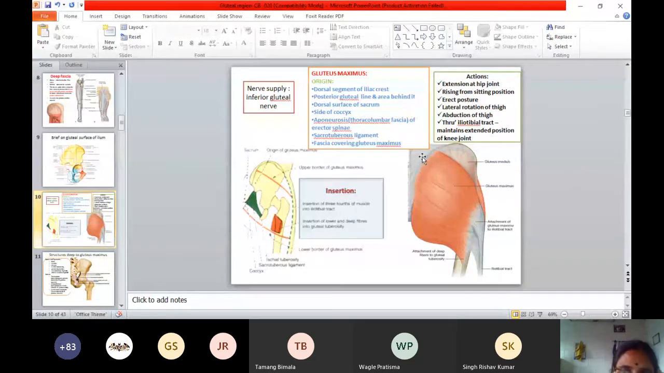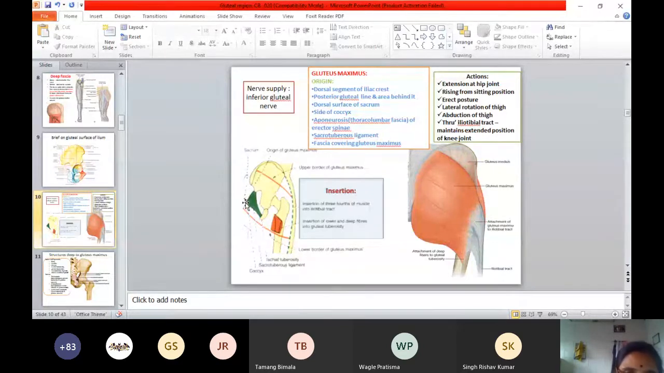Now, the origin of the gluteus maximus, I will elaborate. I have taught you the parts of the bone, so I think it will not be a problem. Even if it is, you can ask me, okay? The origins of the gluteus maximus are the dorsal segment of the iliac crest, and the posterior gluteal line, the area behind it, as you have seen in the previous slide.